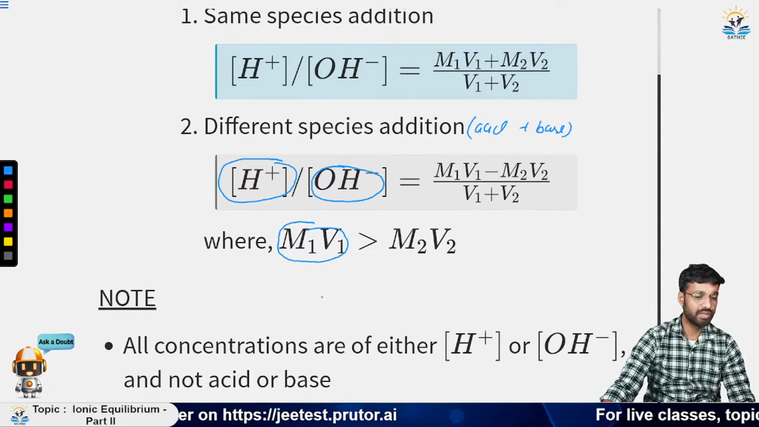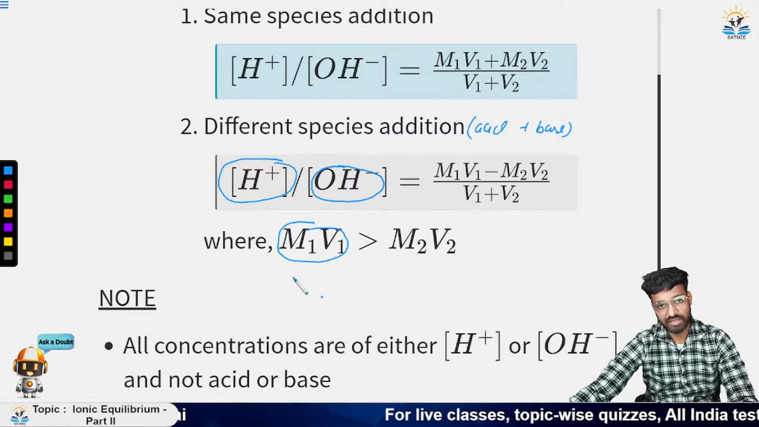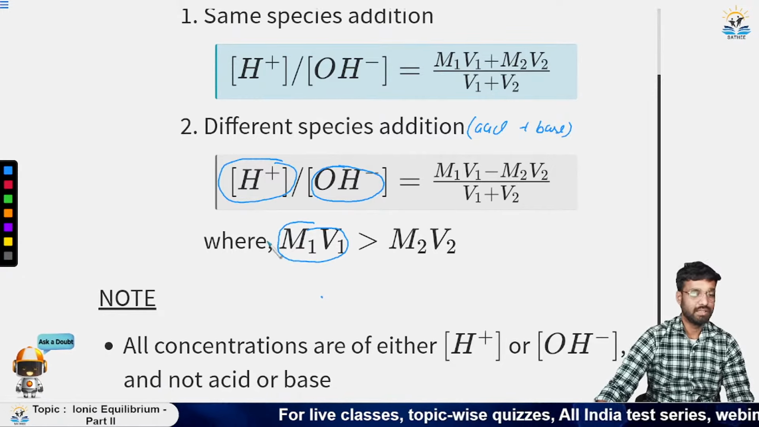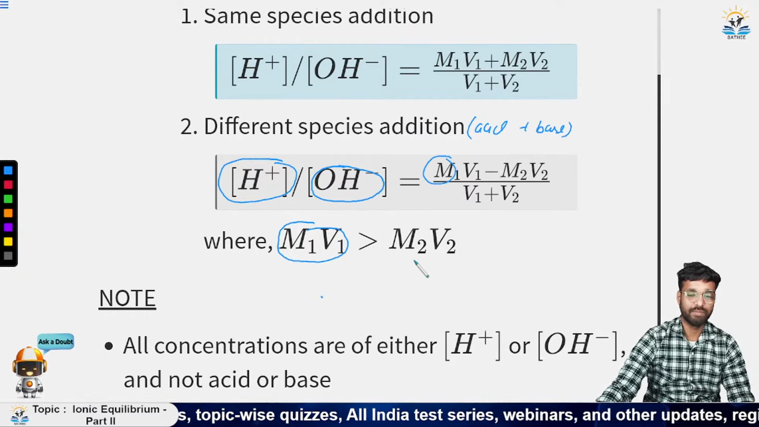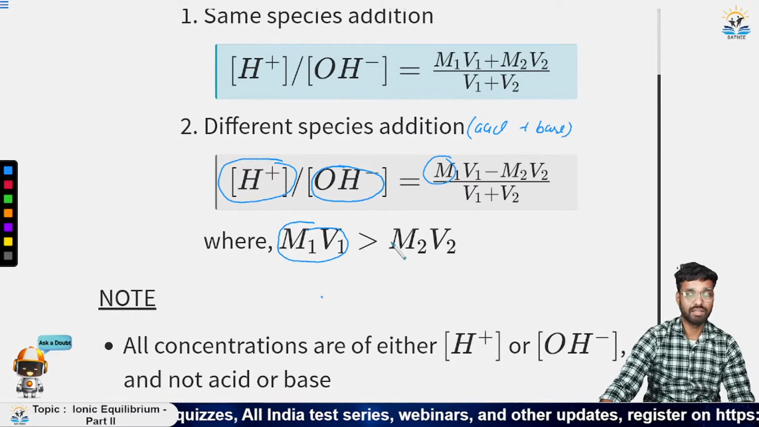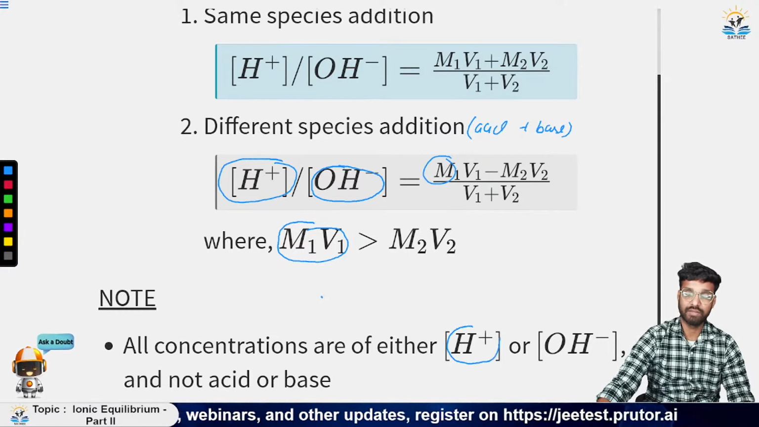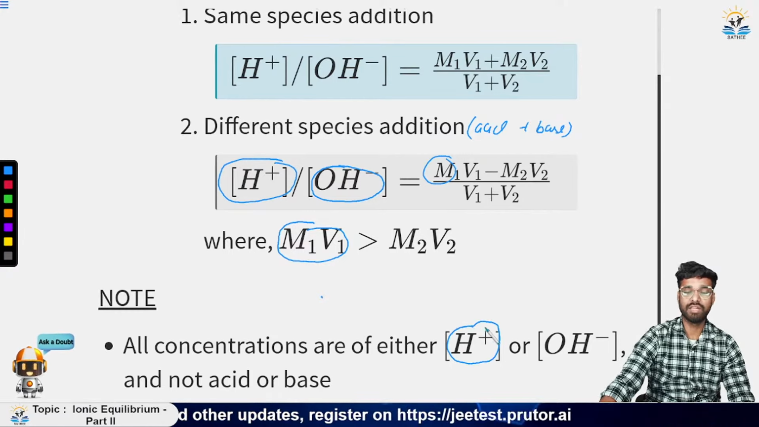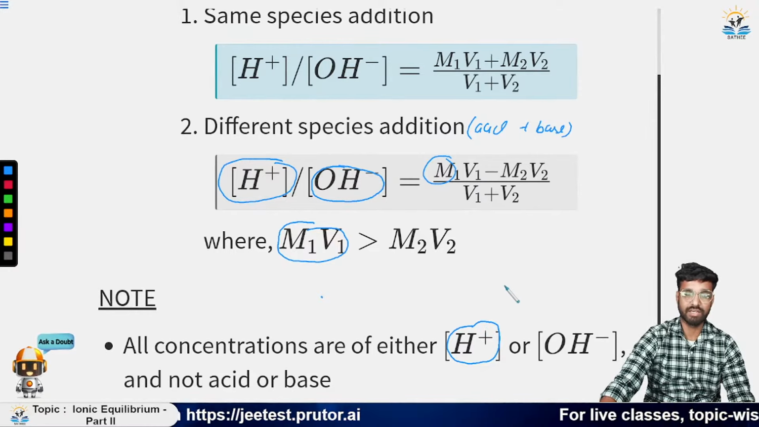Now the main thing to notice here is that, to get this formula more clearly, you must know that all the concentrations we are talking about, that is M1, V1, M2, V2, are not of the acid or base. They are of the H plus concentration given by that acid or base. If we are considering a strong acid or a strong base, then the H plus concentration is simply the concentration of that acid or base.